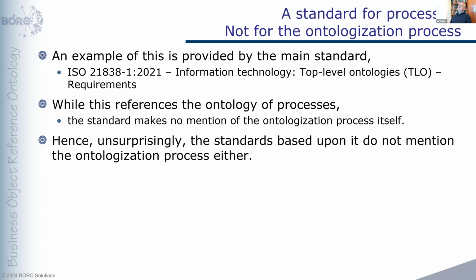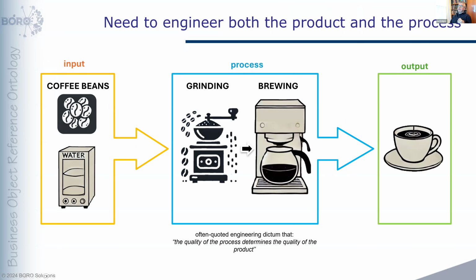One of the ironies is that if you go to the standard here and look at the process part, it gives you an ontology of processes, but it makes no mention of the ontologization process itself. You could say that's fine, it's not meant to standardize this, but where is the standard for this? I think that is a reflection of the interests of the people who are involved in this work.